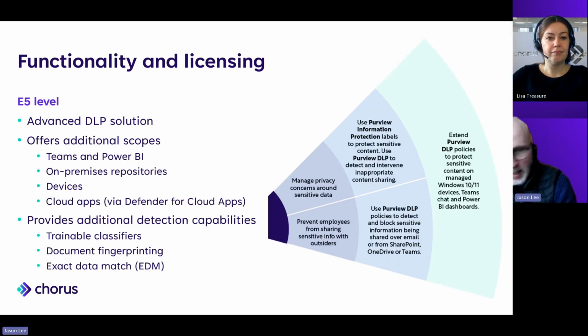When we step up to the E5 license level, we get the more advanced DLP solution. So this gives us more scopes, so we can look at Teams chats, we can look at Power BI, we can look at on-premises file shares, legacy versions of SharePoint Server, we can look at endpoints, so managed Windows, Mac OS devices, and cloud apps. And we can use those more sophisticated detection capabilities as well. So our trainable classifiers, our document fingerprints, and our exact data match.